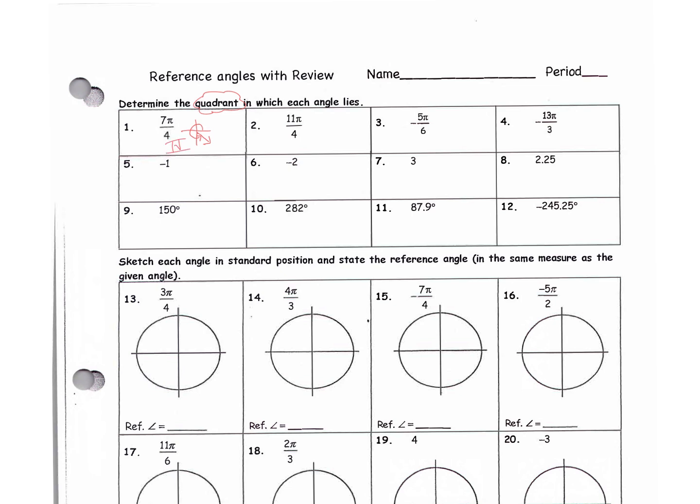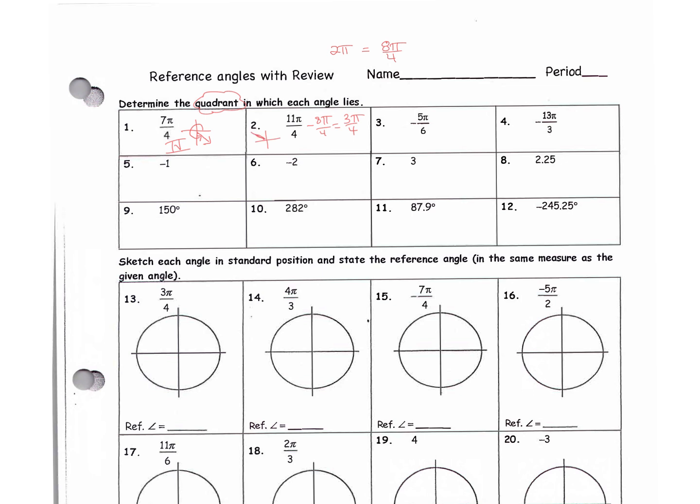Number 2. Now, number 2 is an angle that's bigger than one rotation. I know that because if one rotation is 2 pi, then that's equivalent with a denominator of 4 to 8 pi over 4. So 11 pi over 4 is bigger than one rotation. So let's subtract 2 pi from it, using 8 pi over 4 for 2 pi, and I get 3 pi over 4. This is an angle on my unit circle. It's my 45-degree angle in the second quadrant.